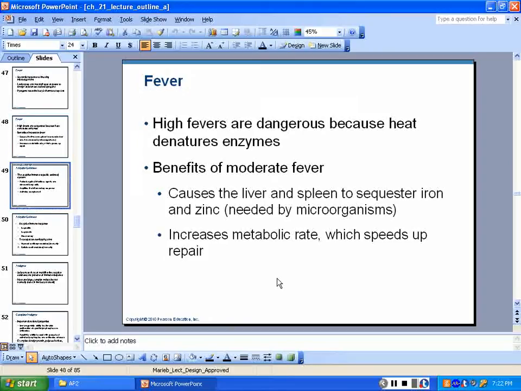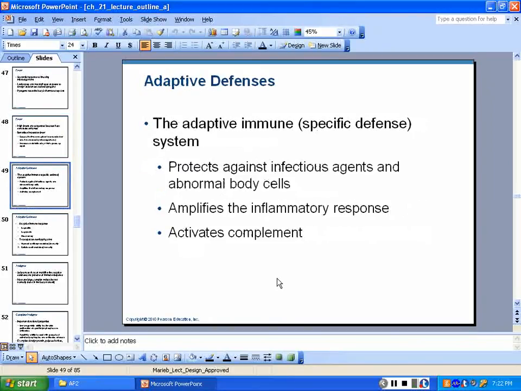All right. That is non-specific immunity. Let's take a little break. Let's load this little talk up.